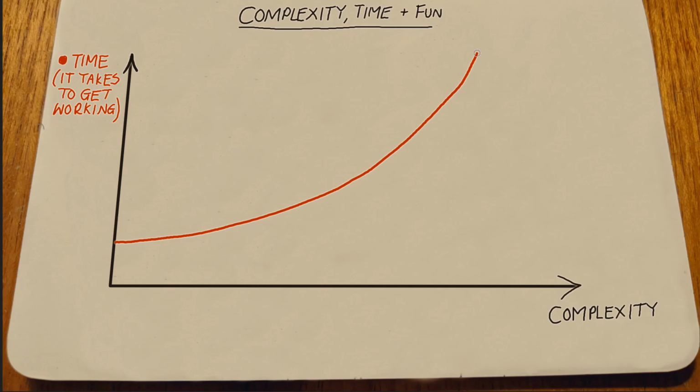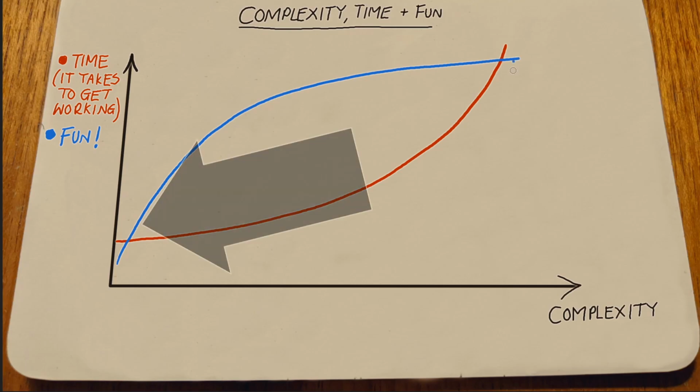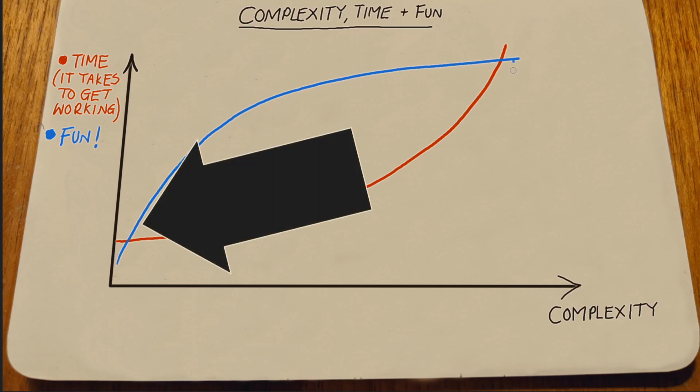Let's add another line. In blue, we're going to add the fun you get from complexity. Every game will have a different shaped curve, but for many it will look like this. Down here, adding complexity does not take much time, but adds a lot of fun. It's where game jams and a lot of devlogs live. Projects are short, punchy, fun to make, entertaining to watch.